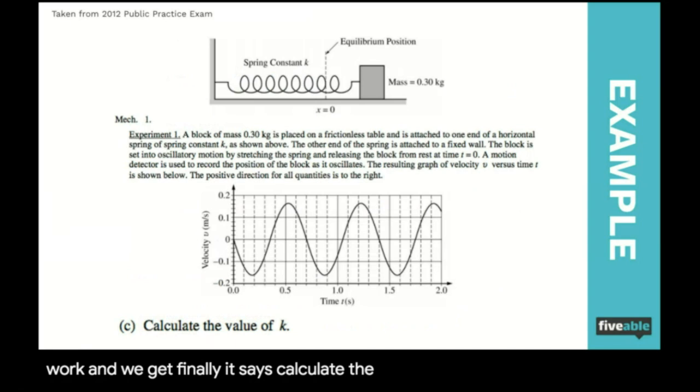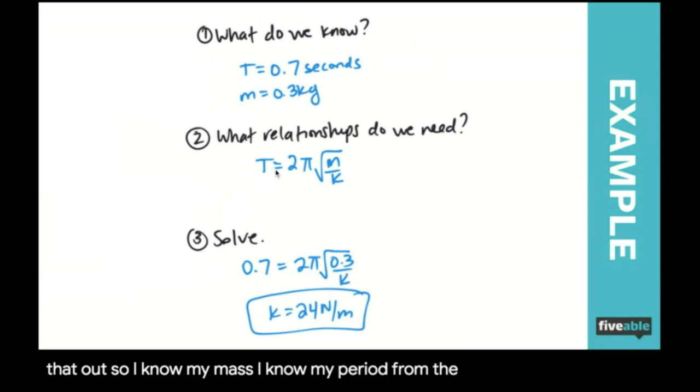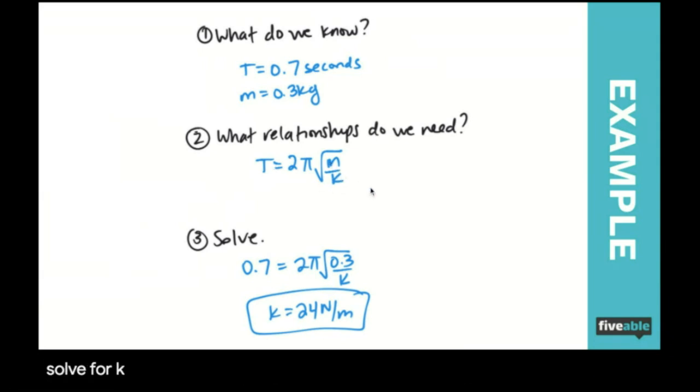Finally, it says calculate the value of K. So we're looking for the spring constant here. And again, I'm going to use my period relationship to figure that out. I know my mass, I know my period from the graph, and I can just solve for K.